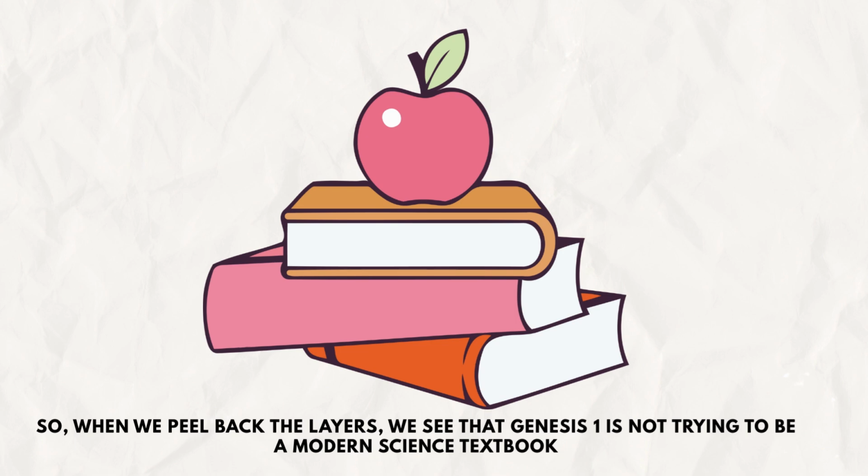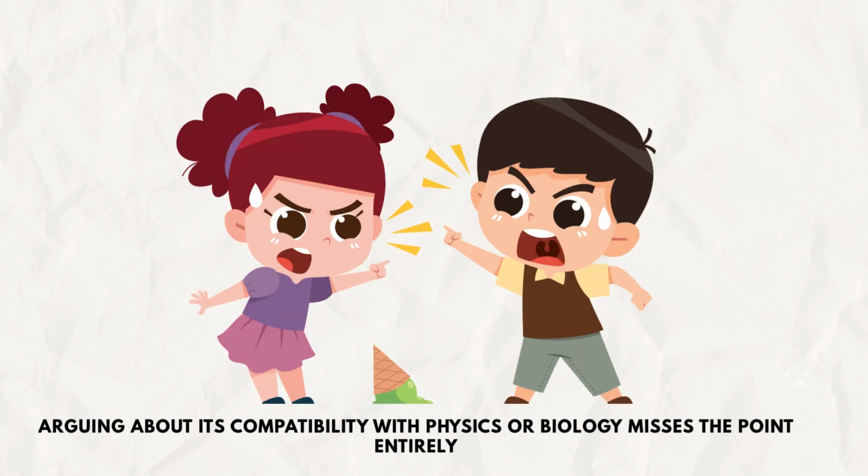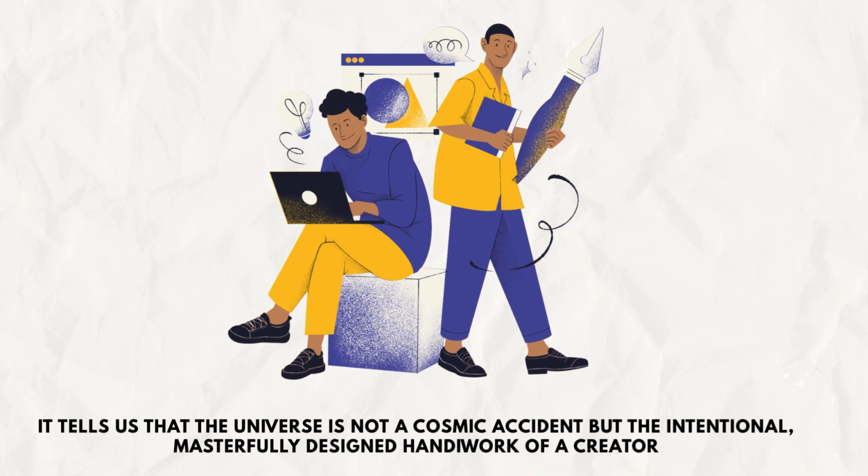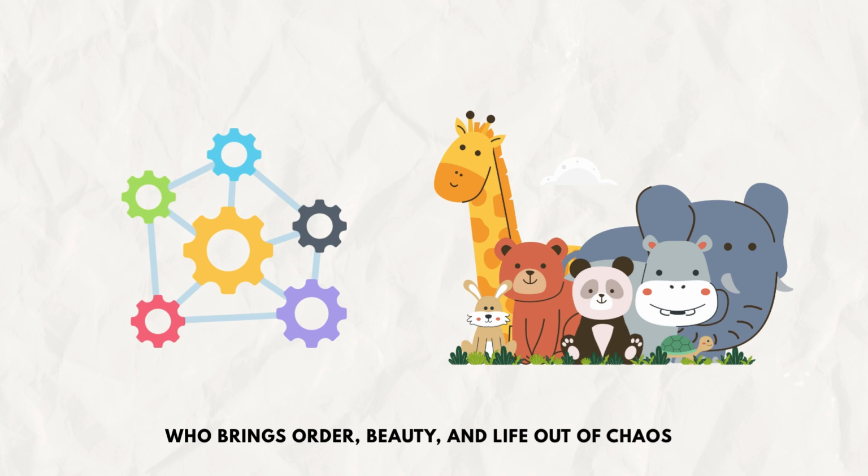Conclusion. So, when we peel back the layers, we see that Genesis 1 is not trying to be a modern science textbook. Arguing about its compatibility with physics or biology misses the point entirely. It's a profound theological declaration, a poetic and powerful account of purpose. It tells us that the universe is not a cosmic accident but the intentional, masterfully designed handiwork of a creator who brings order, beauty, and life out of chaos.